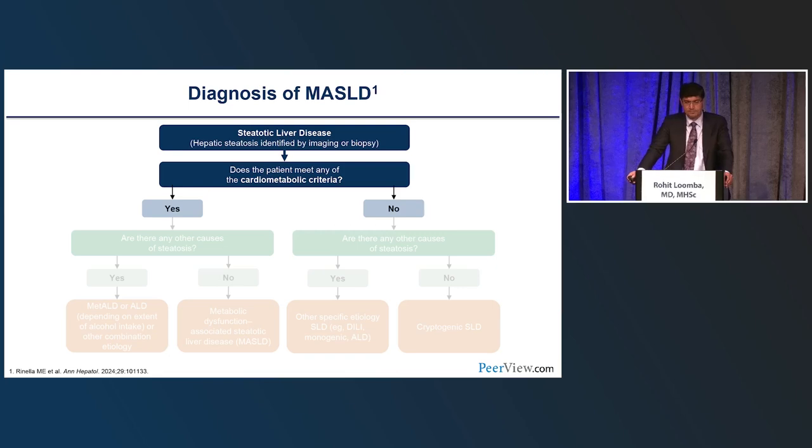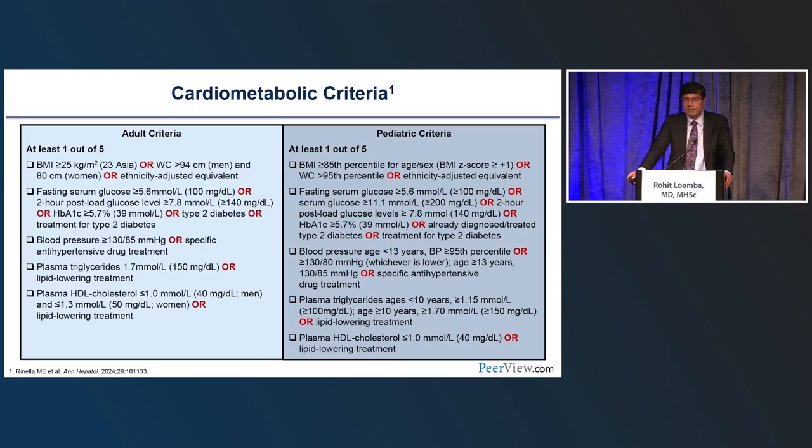For diagnosis of MASLD, the first event is identification of steatosis, either on biopsy or on imaging, followed by looking for cardiometabolic risk factors. If your patient has a cardiometabolic risk factor, then they'll be classified. These would be the criteria in adults to the left and pediatric to the right. Majority of our patients who have steatotic liver disease do meet these criteria, and the predominant cause of steatotic liver disease continues to be MASLD.